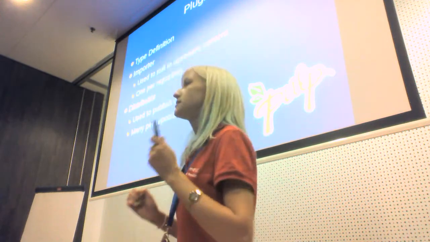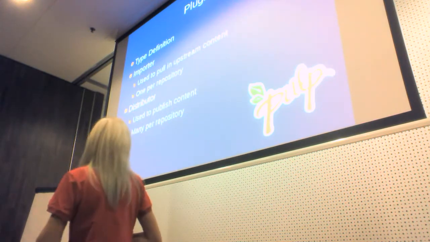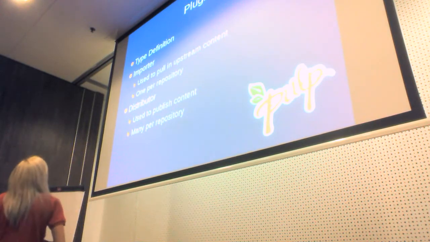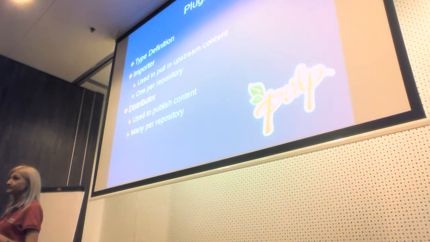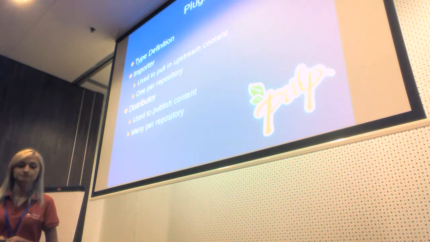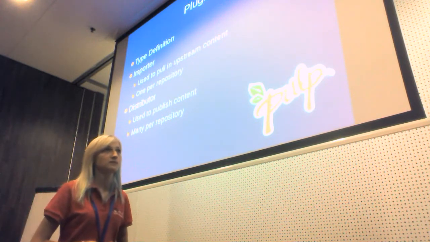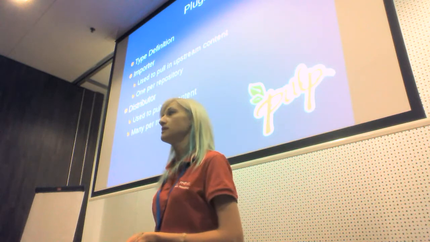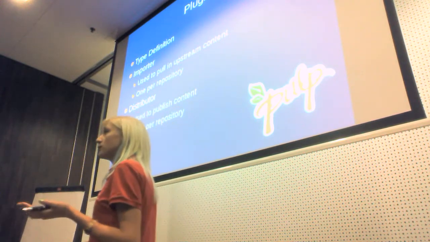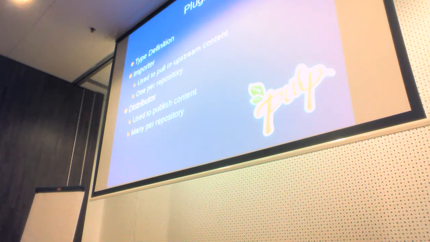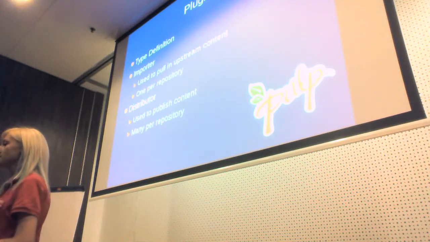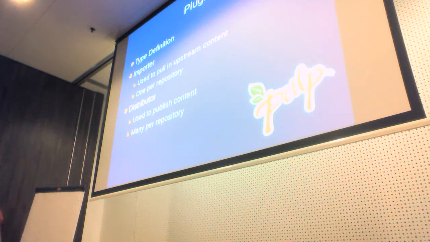So finally, let's talk about plugins. When you want to define a new content type, you need to say what makes it unique. So for example, what makes an RPM unique? NEVRA. So you say NEVRA is what makes the RPM unique. At this point we define the content type.